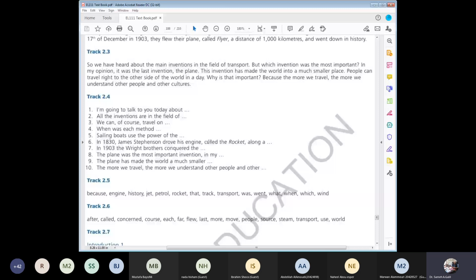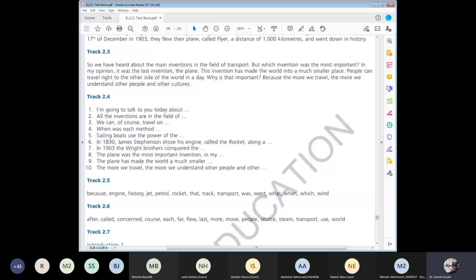Okay, doctor. So it was the last invention. Can I say I think sometimes? Yes, of course you can. So this invention has made the world into a much smaller place. People can travel right to the other side of the world in a day. So in a day here means within a day. خلال يعني. Within a day, right?